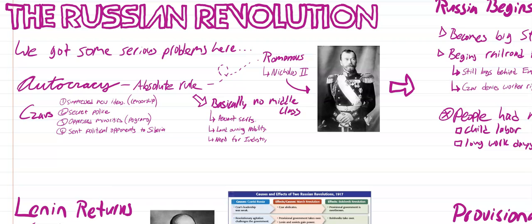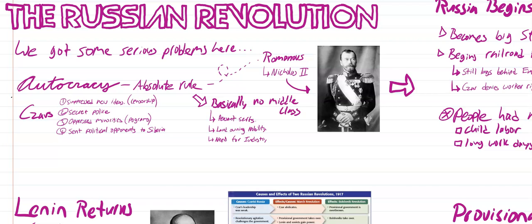We've already looked at the Crimean War. We've already looked at the Russo-Japanese War. We're going to see how these things, as well as some of the other issues with autocracy, for example, really play into the political situation and what's going on with Russia here.